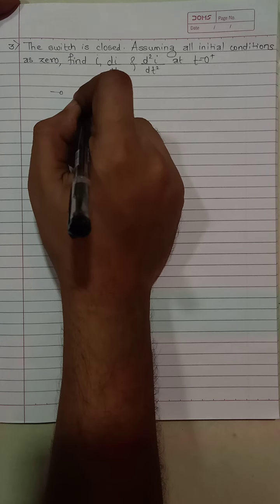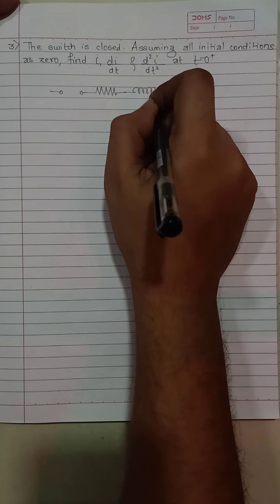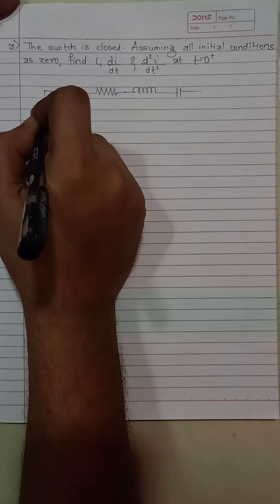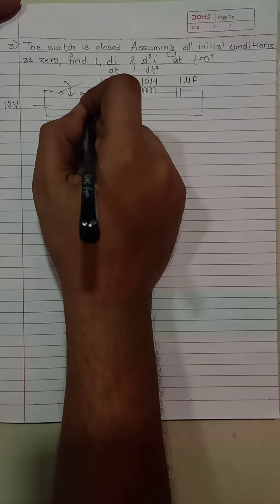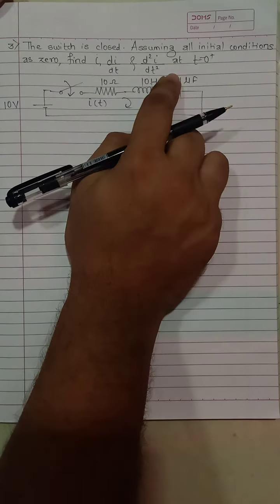We have R, L, C, supply voltage, and the switch: 10 volts, 10 ohms, 10 Henry, 1 microfarad. I of t. We need to find di by dt, d square i by dt square.